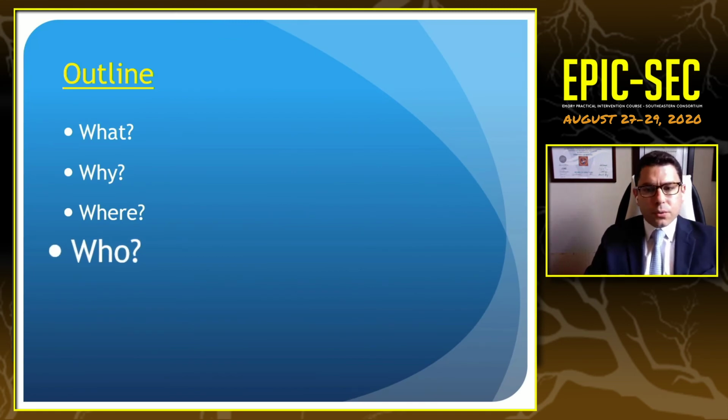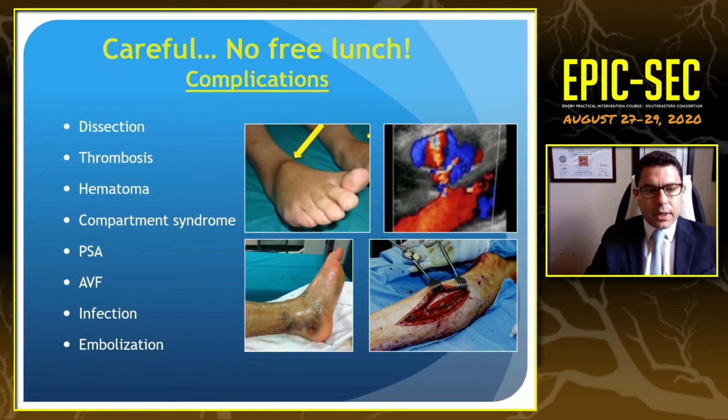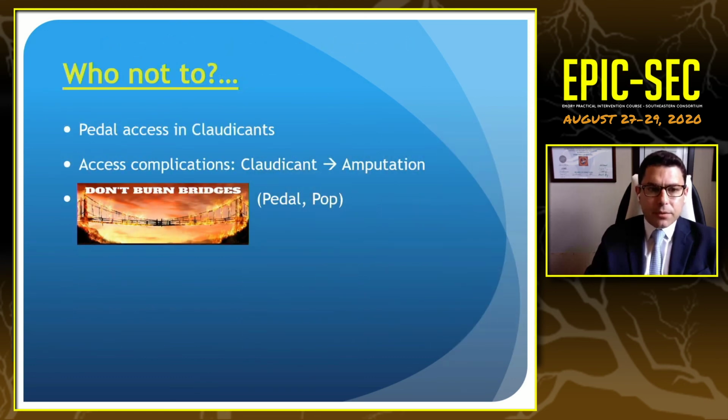And finally, who to pick for alternative access? Basically, we have to be careful. There's no free lunch. There are multiple very well documented complications, including dissection, thrombosis, hematoma, compartment syndrome related to continuous extravasation from tibio-pedal access site, pseudoaneurysms, AV fistulas, infection. So people think it's easy, it's fast, people go home. But we have to be very careful.